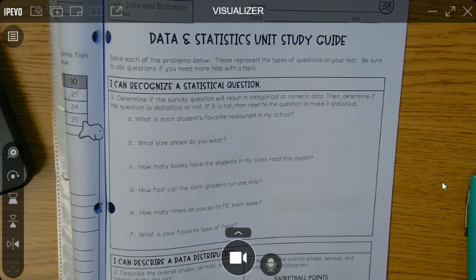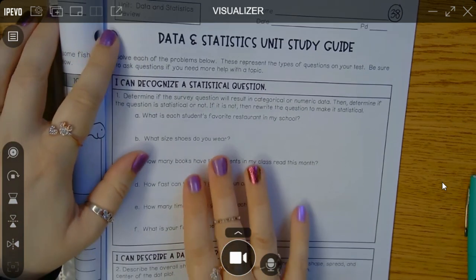Okay, so the first one is you're trying to decide two things. One, is this categorical or numeric? And then two, is it statistical or non-statistical? For the first one, it says, what is each student's favorite restaurant at my school? So numerical or categorical? What type of answers are you going to get? Yeah, those are going to be categorical.